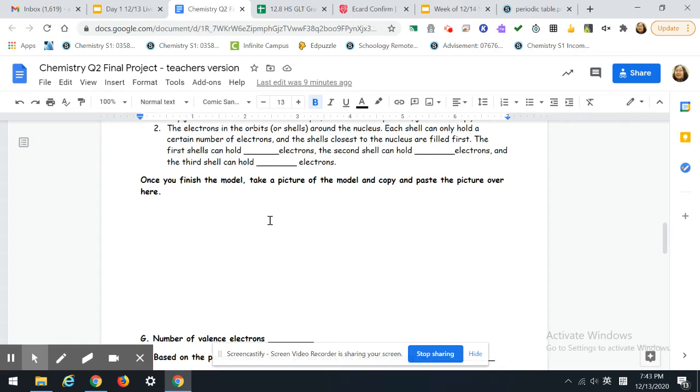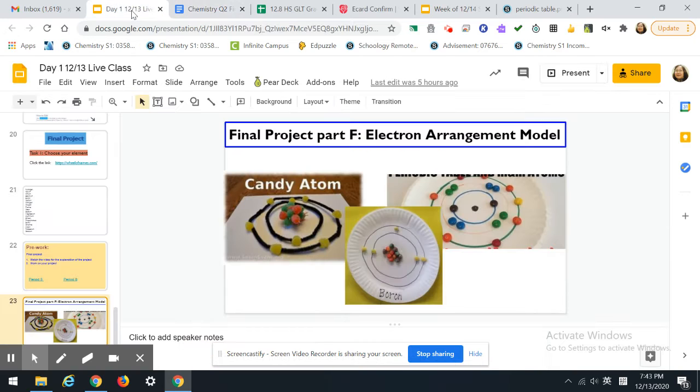Once you finish, you can take a picture of your model and copy and paste the picture over here. If you really can't figure out what to use at home, you can use colored markers to draw a model here. Okay, so here are a few examples from last quarter's class. Of course, those are not the best, but this gives you an idea of what to do. You may use candies, beans, cereals, whatever you can find.